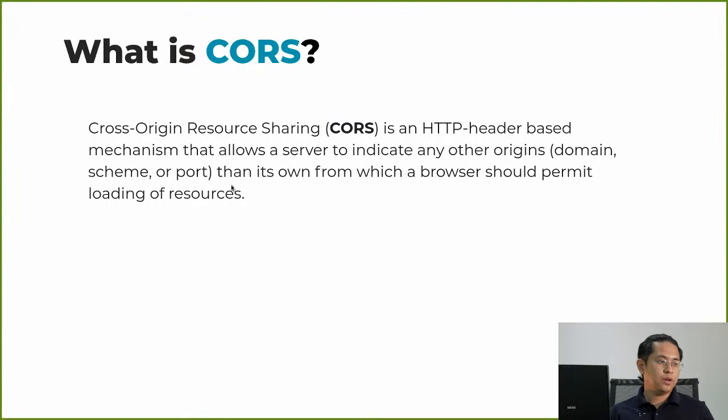According to MDN, cross-origin resource sharing is an HTTP header-based mechanism that allows a server to indicate any other origin, domain, scheme, or port than its own from which a browser should permit loading of resources.